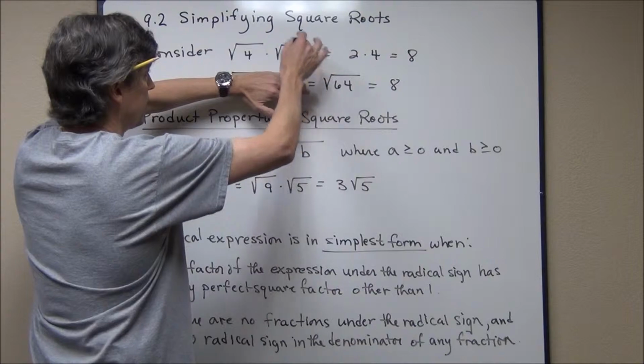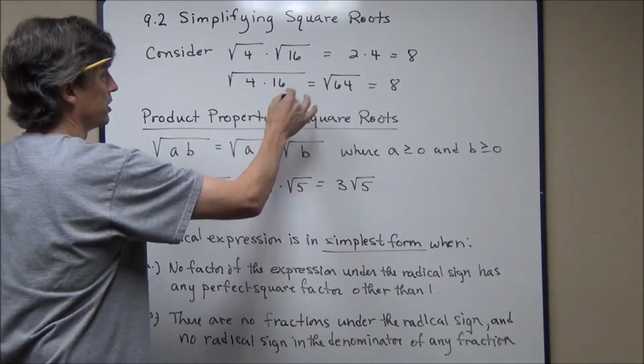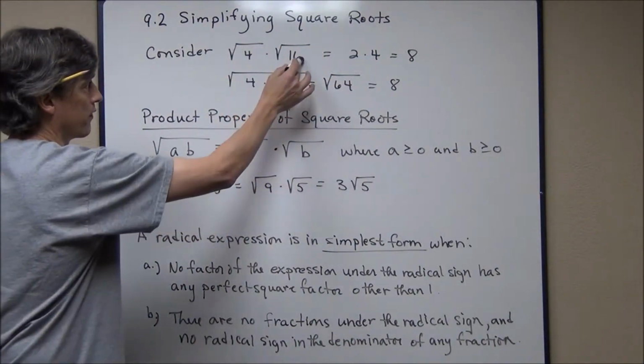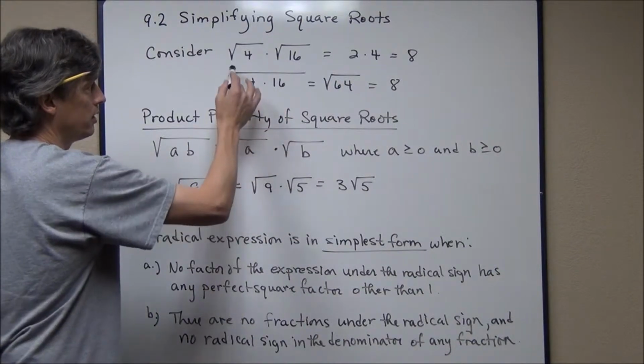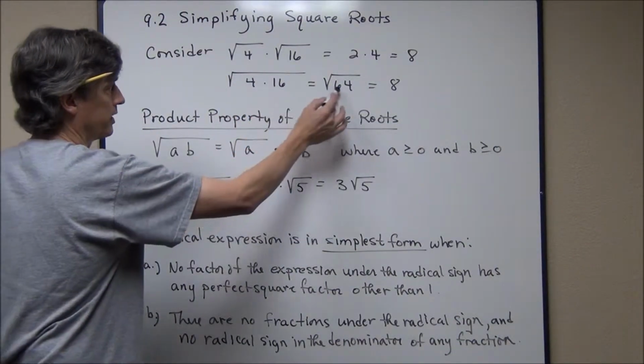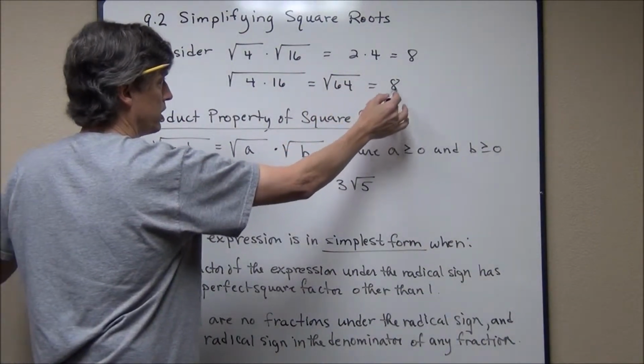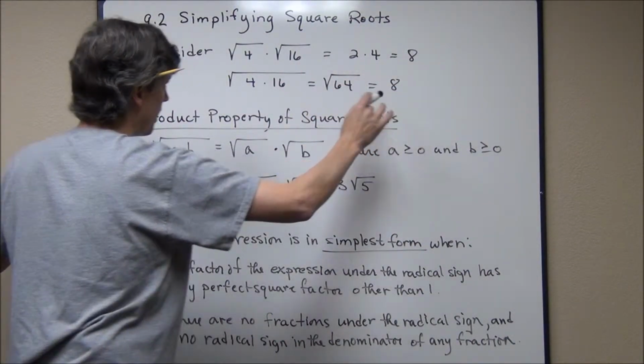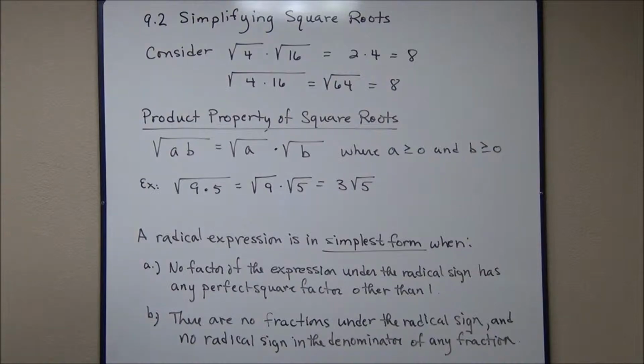Now I want you to look at this, and then I want you to look at this. And you can see all I've done is I've combined underneath the square root sign here. 4 times 16, we're going to do that first, that's 64, and the square root of 64 is 8. I get the same number both times. That's not a coincidence. That is by design.